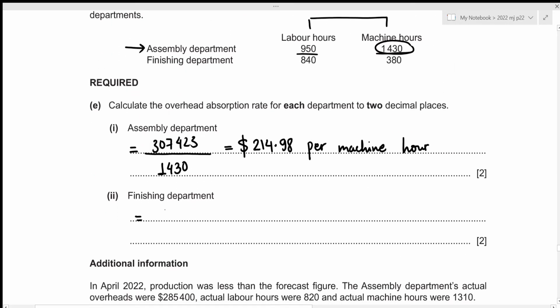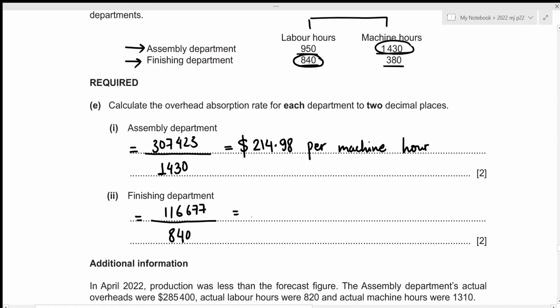That's 116,677. And now we need to divide it with our hours. Since we can see that there are 2 hours, again we look at the higher one. For finishing department, the labor hour is 840, whereas the machine hour is 380. Clearly, the labor hour is higher one, which means that we will be dividing our total overheads with the labor hours. So that's 840.